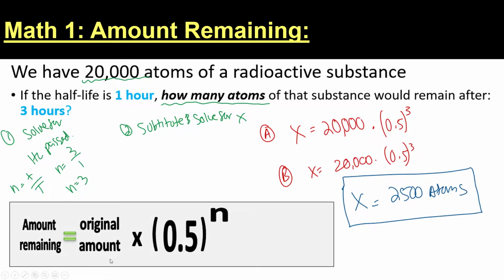All right, if you did this one correctly, we should have used the big formula. Amount remaining equals original amount times 0.5 to the number of half-lives passed. And you'll notice here is my methodology for solving, and we wind up getting 2,500 atoms.